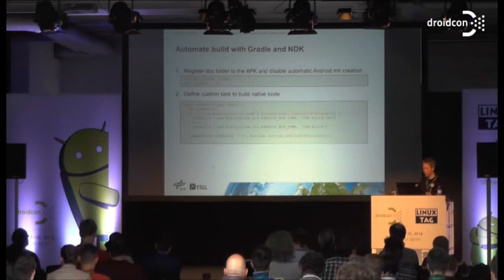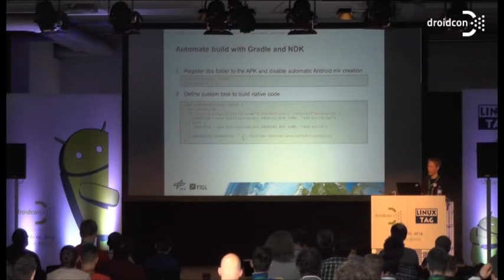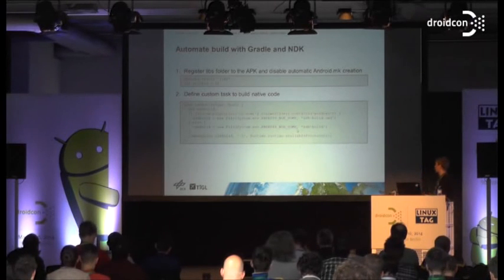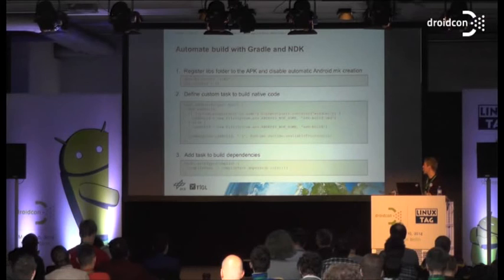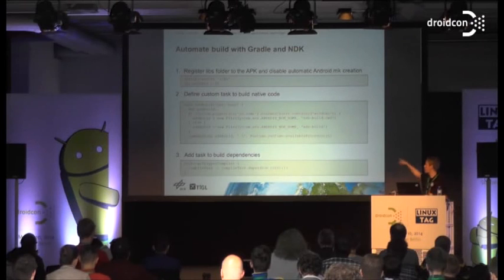What you can also do is provide the -j argument for NDK build, which allows you to do parallel builds, so you make the build much faster. Runtime availableProcessors gives you the number of processors in your computer, and then you're compiling that many CPP files at one time. And finally, you just have to add this newly created task to the compile task, so that Gradle knows, okay, I have to call that before packaging everything.